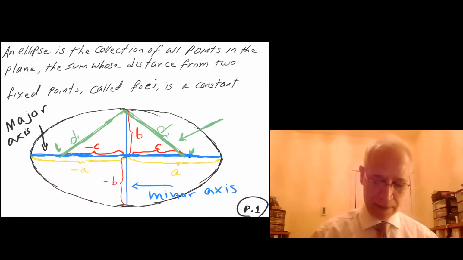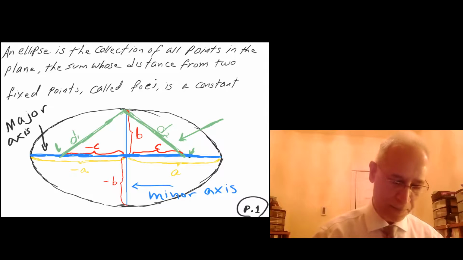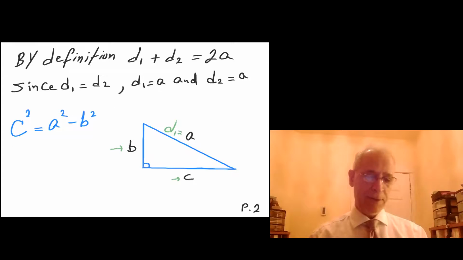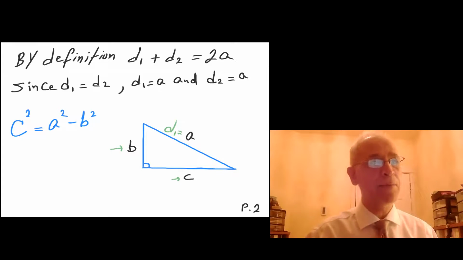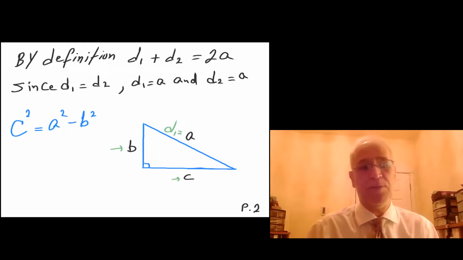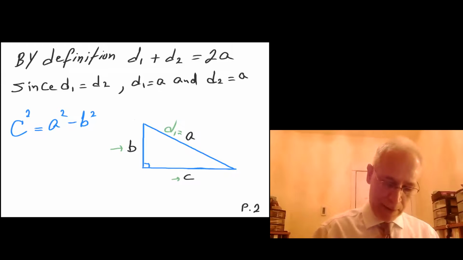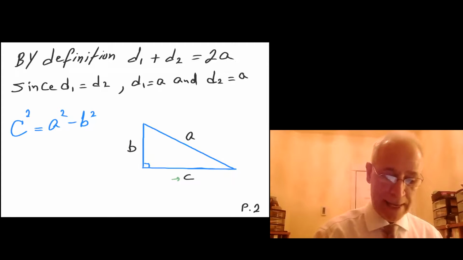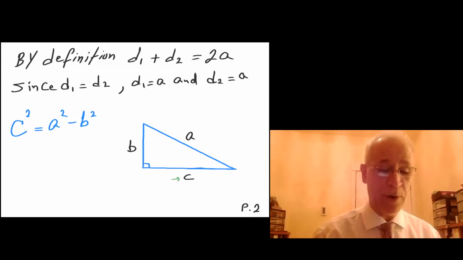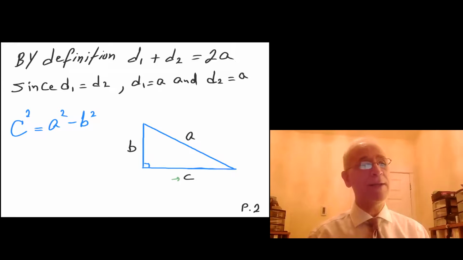twice A. Let me go to the next page again. If that's the case, then D1 has no choice but to be the same size as A, and D2 has no choice but to be the same as A. So let me erase this and this. Now that we replaced D1 by A, look at this right triangle.